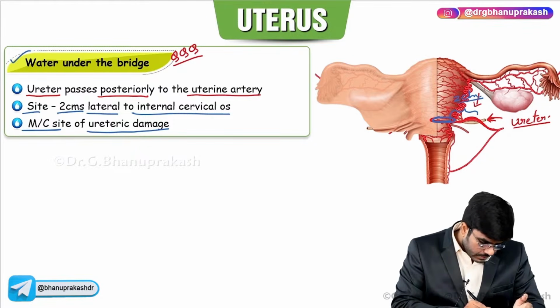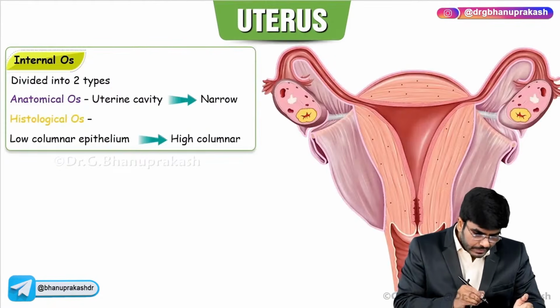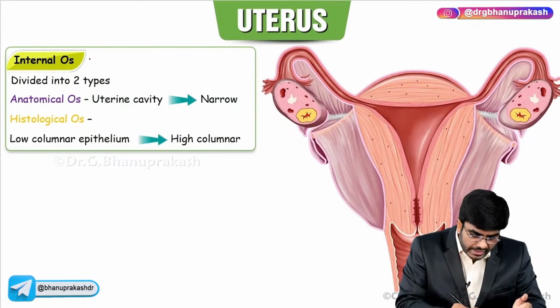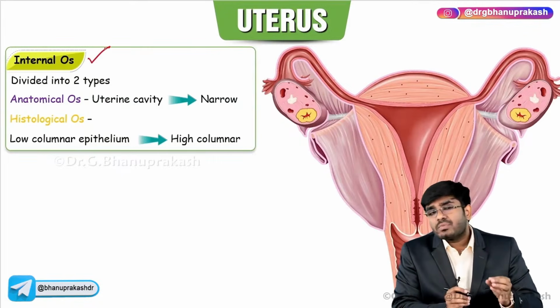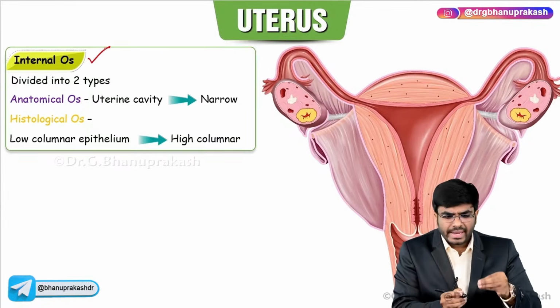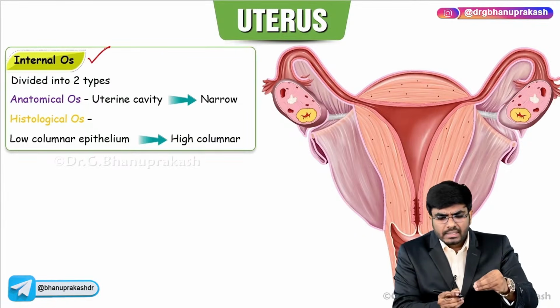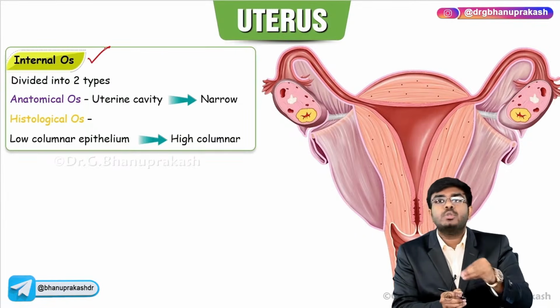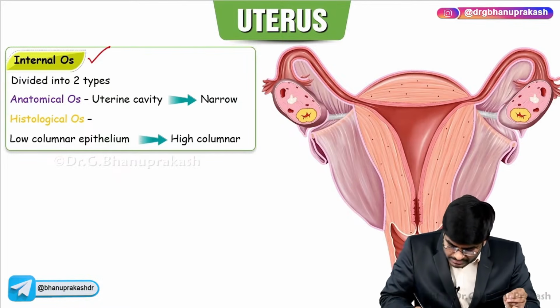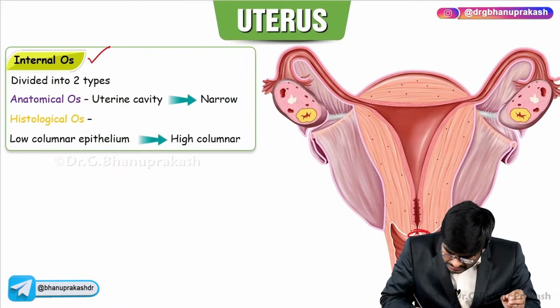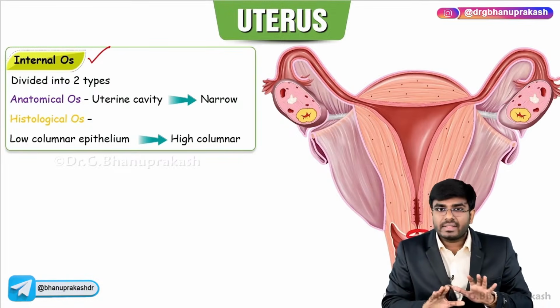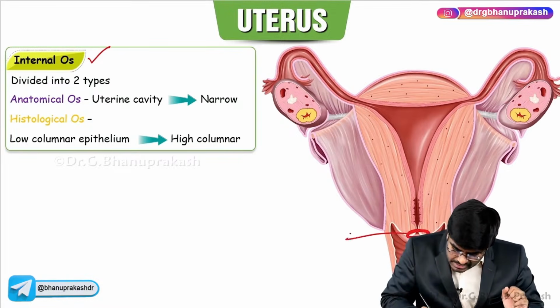Now let's see some important points about the internal os. Guys, what exactly is the external os? External os is nothing but the opening of the cervix into the vagina. See, this is the external os. I think you can see. I hope you can see. I am not just simply covering the image. See, this is the external os.